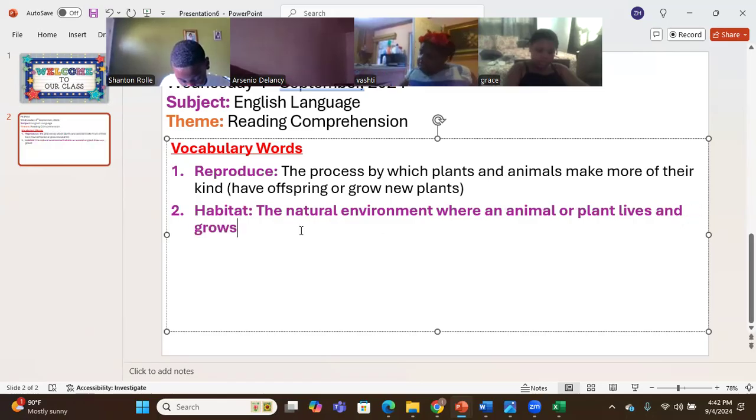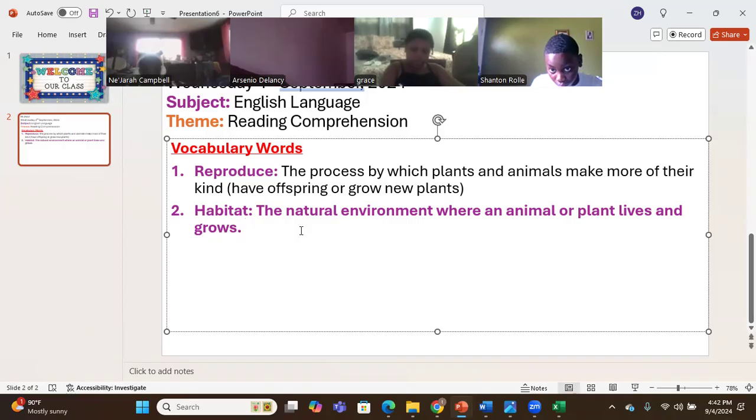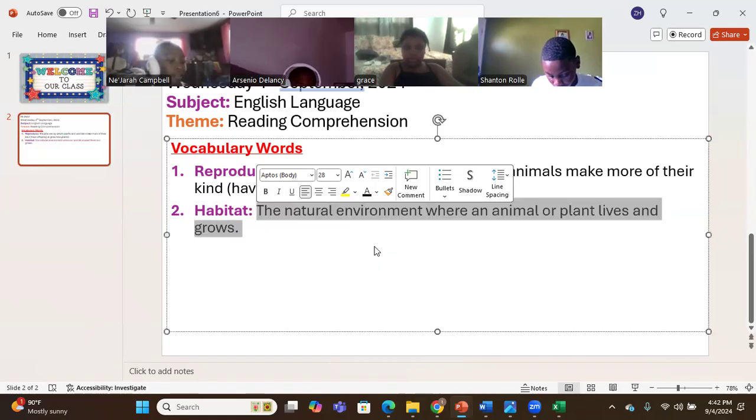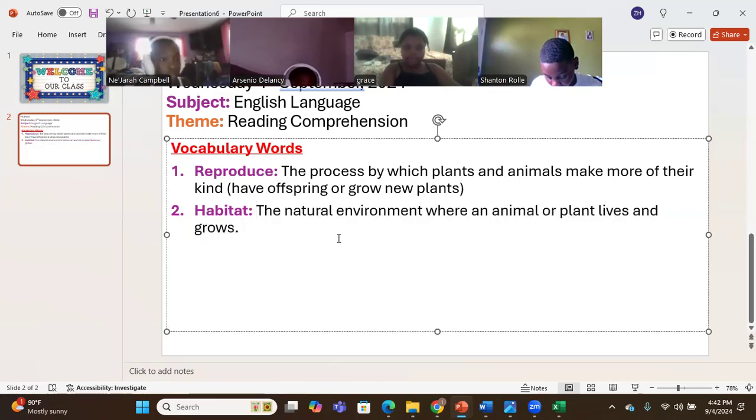So what is the habitat of a fish? Water, the ocean, or even a coral reef. Okay. What is the habitat of a lion? The forest, the jungle, right? More so the savanna or the jungle.